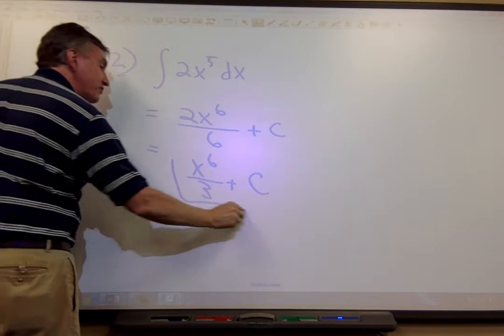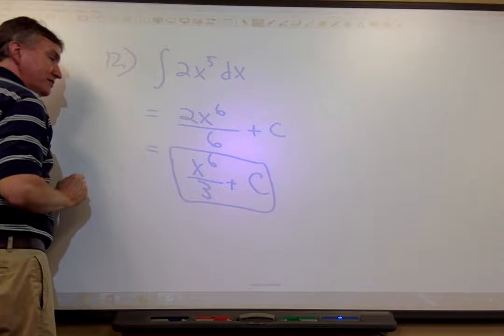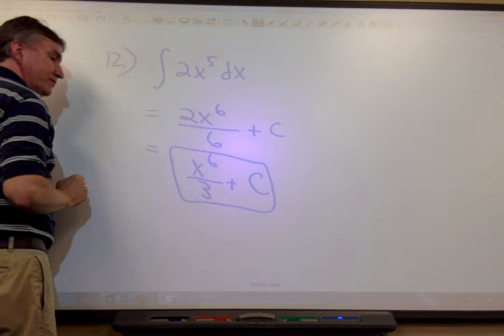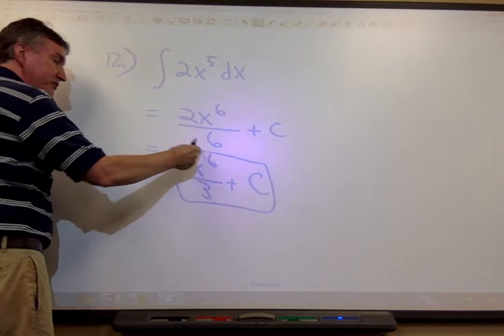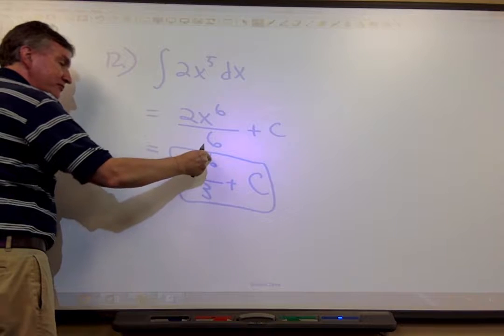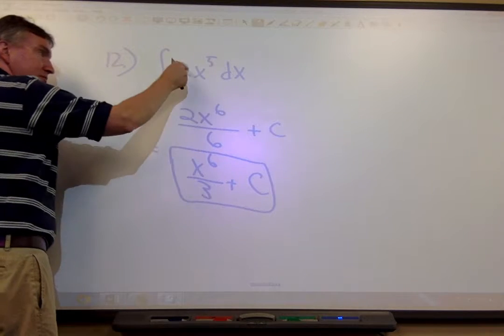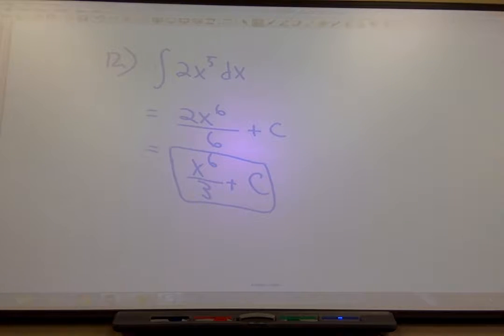If you don't feel comfortable with that answer, what could you do to check it? Right. Take the derivative to see if you get what you started with. What's the derivative? 6x to the 5th over 3, which is what? 2x to the 5th. Have I convinced you that this is not bad? It's just going backwards from what we're used to.